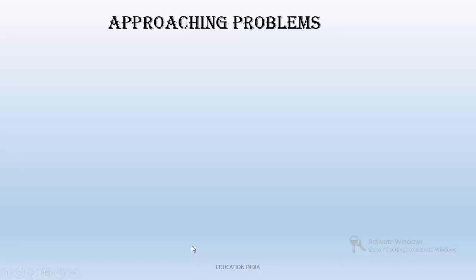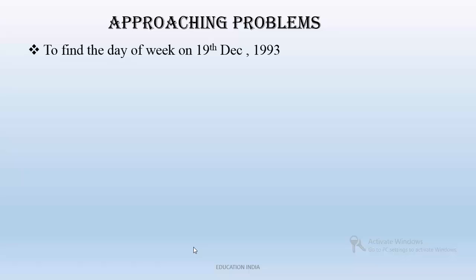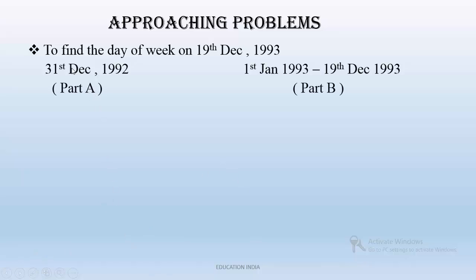Let us deal with the problems and questions and the way to approach those problems. Suppose we need to find the day of the week on 19th December 1993. To solve such a problem, we first divide the given date into 2 parts. Part A will consist of the dates till the previous year; since the given year is 1993, part A will consist of the dates till 31st December 1992. Whereas part B will deal with the current year, that is, 1st January 1993 to 19th December 1993.